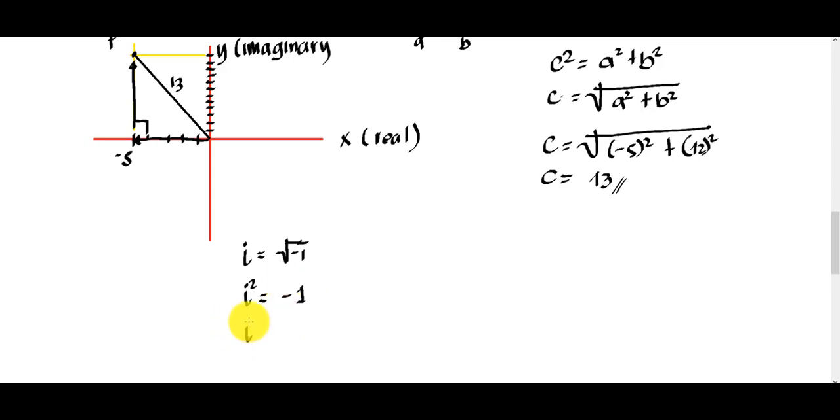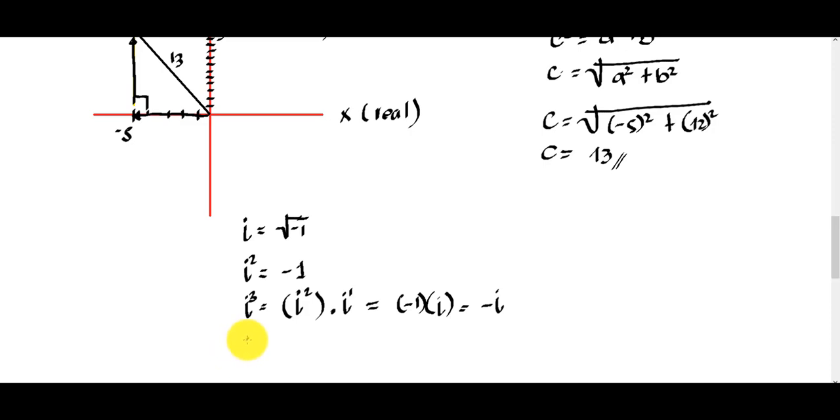Now for i raised to the third power, if we break that down, we have i squared multiplied by i raised to 1. When i is raised to 1, we have the same value as i. Now if you expand this, i squared is equal to -1, then times i, so it is now equal to -i.